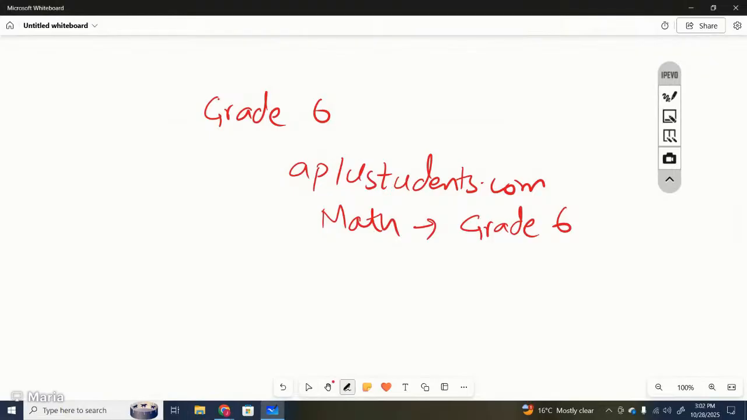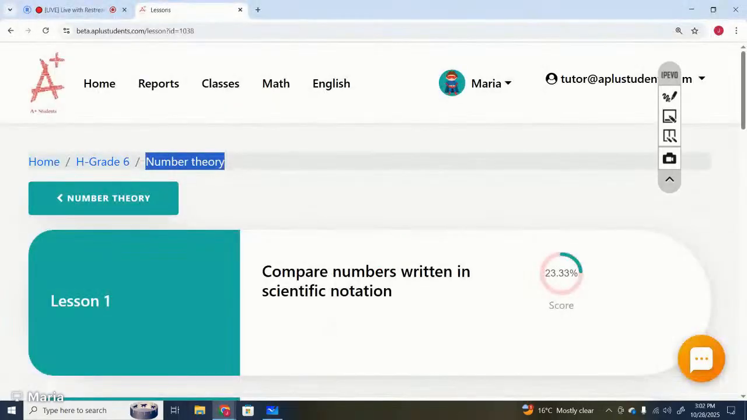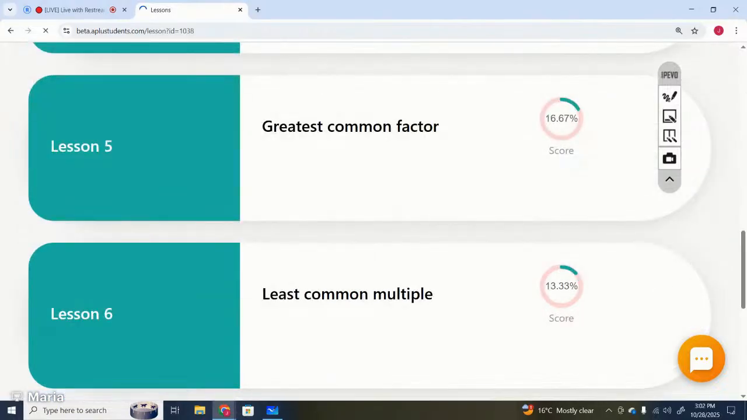We're going to start with chapter number 3. So please make sure you have your notebook and pencil so that you can note down the important examples and definitions as well. Here I'm on grade 6 math. We're going to start with the lesson.